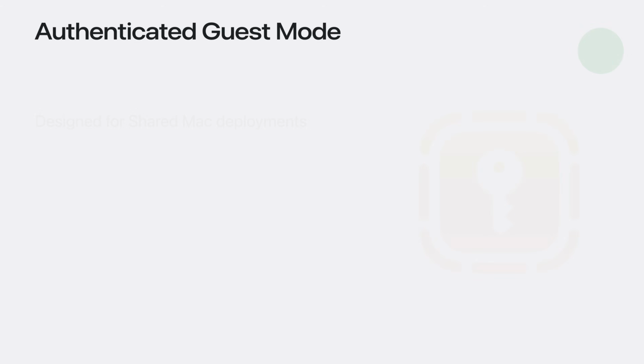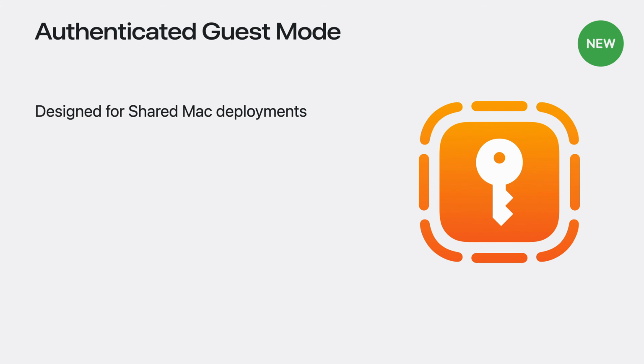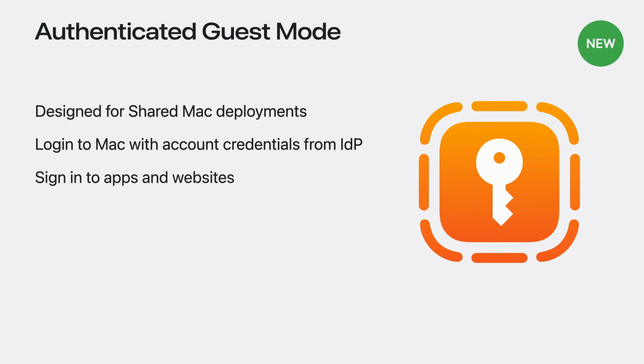While this is great for one-to-one deployments, we know there are lots of shared use deployments, and we have an exciting update for that as well. Introducing Authenticated Guest Mode, a mode optimized for shared use. When configured, users can log into a Mac using their cloud identity right from the login window. Authentication can be completed using either a password or smart card, and will require the Mac to be online to log in. After login, the user can take full advantage of SSO and easily sign into apps and websites.